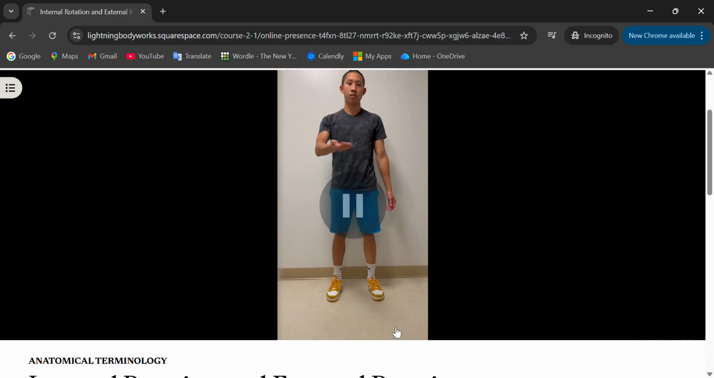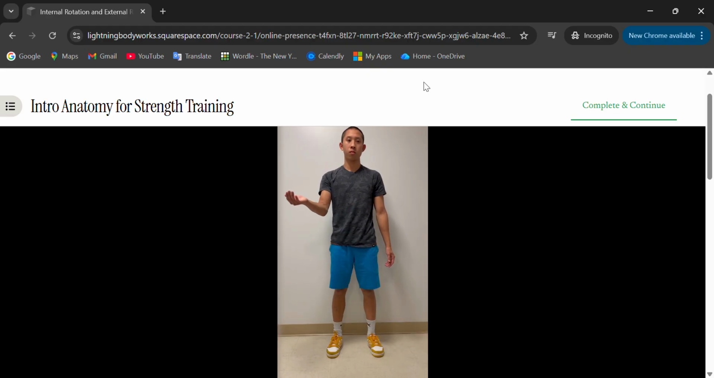Okay, we've got internal rotation and external rotation. Your arm doesn't have to be like that. I was just showing you as an example.